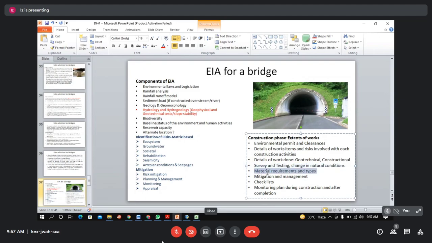Material requirement and types, mitigation and management, checklist, and finally, as a responsible environmental engineer, you need to have a monitoring plan during construction and after completion. So the very first thing you did for the monitoring was the baseline. After the baseline, you are monitoring during the construction. During the construction, you did not stop, but you are continuously monitoring the water table and water quality, be it surface water or groundwater, and similarly air quality monitoring, right? So this is baseline, during construction, and after completion. This is how an efficient EIA should include a monitoring plan.